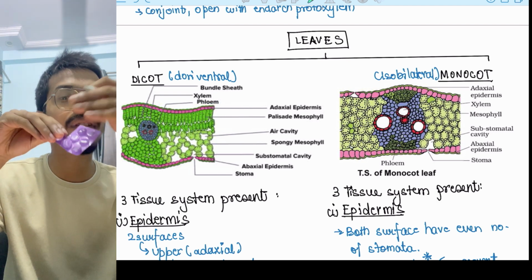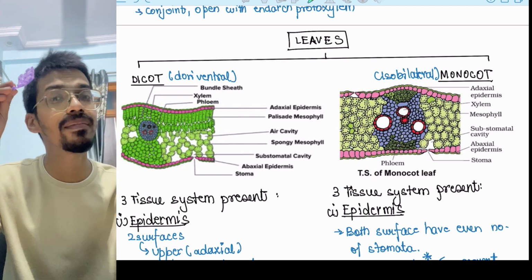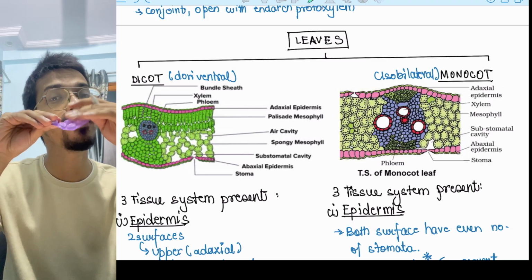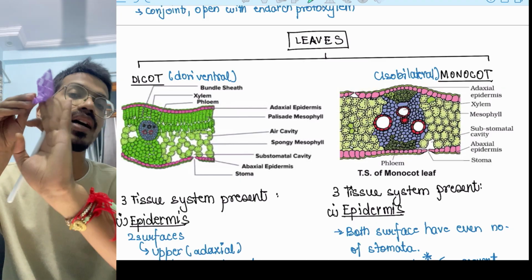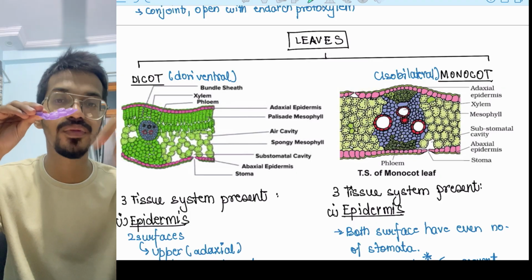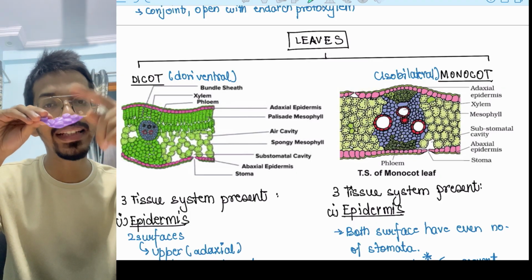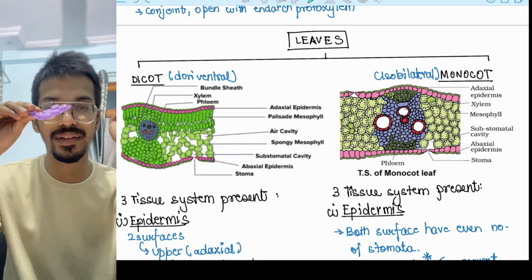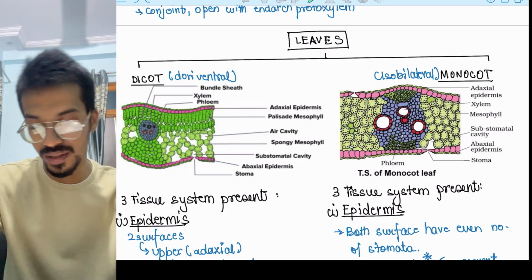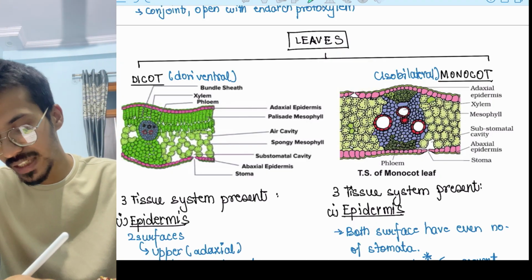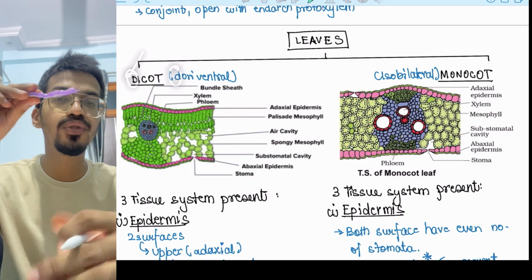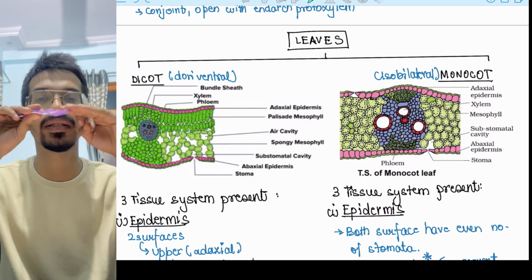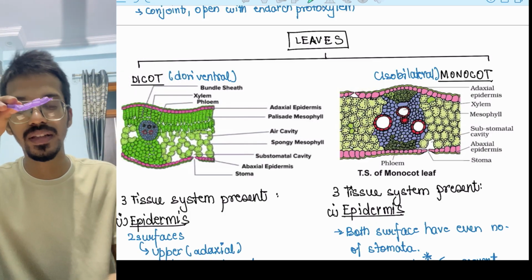Now for this leaf's upper and lower part, with respect to the animal kingdom, we used to say that the part which is closest towards the sun, we call it dorsal, right? The part away from the sun, we call it ventral. So the leaf would be dorsiventral in case of dicot. So we will remember D for dicot, D for dorsiventral. Dorsiventral means that the leaf would be present like this. For example, this.